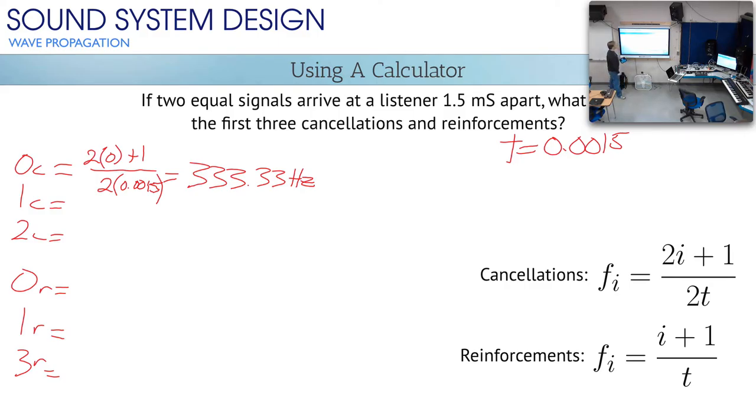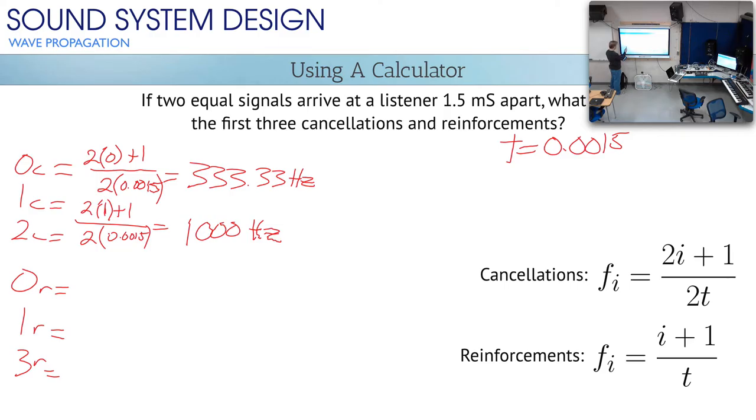So that's right. Our next cancellation would be 2 times 1 plus 1 divided by 2 times 0.0015. What's that going to be? 1,000. Yep, 1,000 hertz or 1 kilohertz. We'll skip the next cancellation. Let's try reinforcement now.